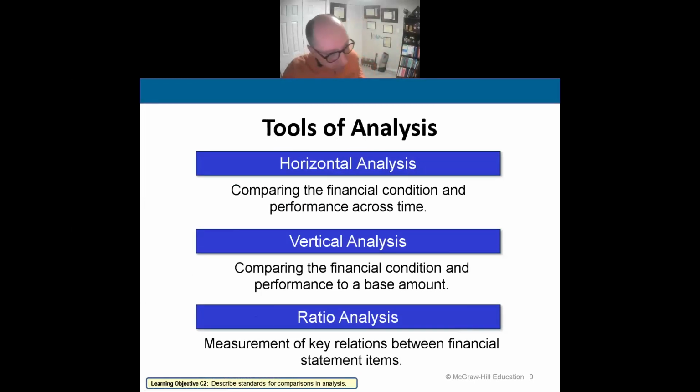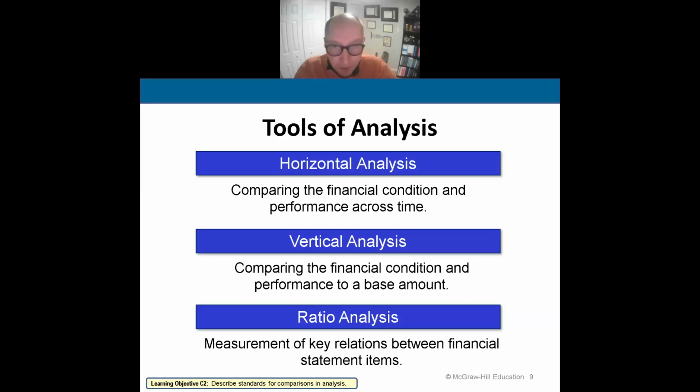There are three methods, three tools, that we can use in order to analyze the financial information. We have horizontal analysis, vertical analysis, and ratio analysis. This is going to be important for your homework assignment for the discussion board. Okay? So please pay attention, especially to these first two parts.